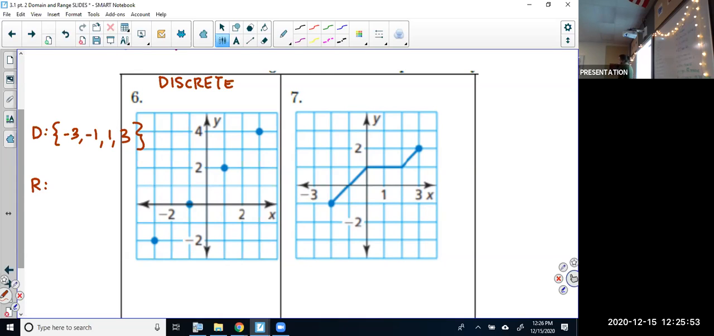If I say they'd all end up at 0, right? So domain is like this, and the range is like that.